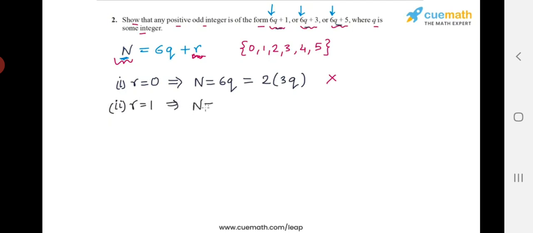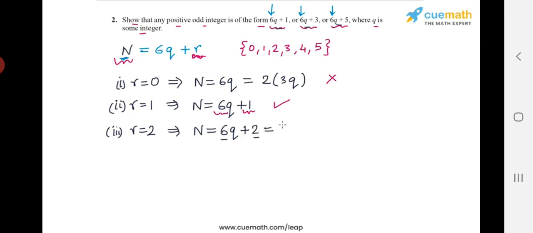In this case n is equal to 6q plus 1. Now this is an odd number because 6q is even and 1 is odd, and the sum of an even and an odd number is an odd number. So in this case n is odd, so r is equal to 1 works for the remainder's value. Now let's take the third possibility for the remainder, which is r equal to 2, and in this case n is equal to 6q plus 2.